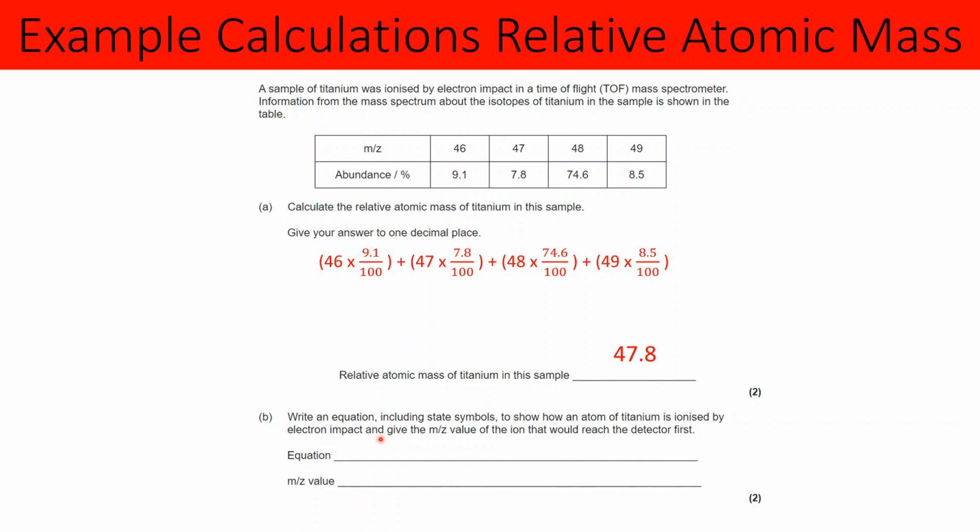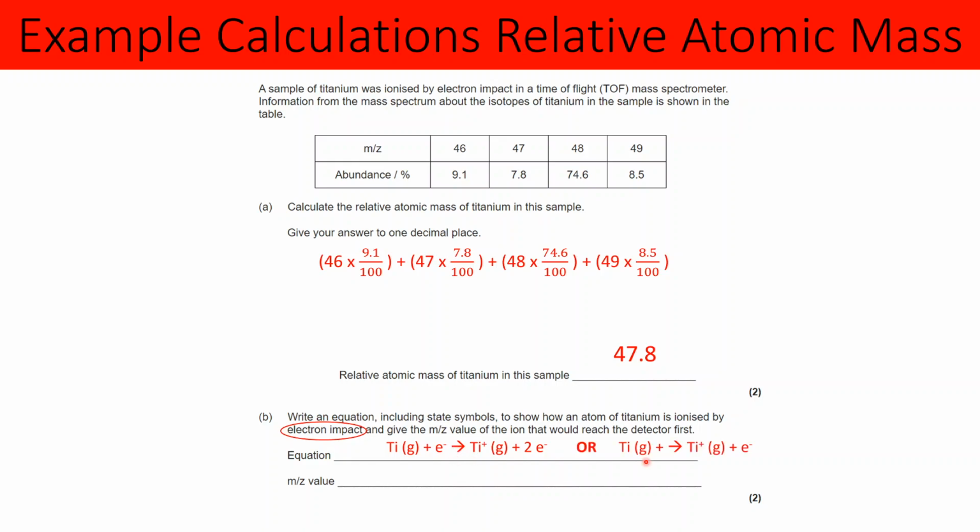Next, it's asking us to write an equation to show how an atom of titanium is ionised by electron impact. Okay, so in electron impact, remember that we've got to take gaseous atoms, bombard them with an electron to make gaseous ions, and then show the electrons that have been lost overall. So you could write this: titanium gaseous atoms plus an electron, that comes from the electron gun, forms titanium gaseous ions, now atoms to ions, plus 2 electrons. One of those electrons came from the titanium, the other one was the electron that it was bombarded with.